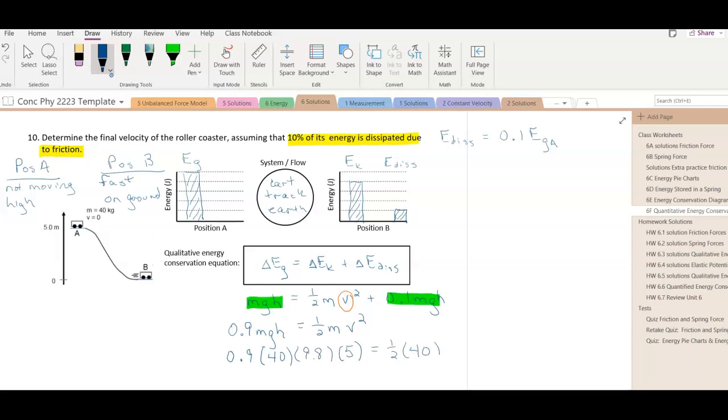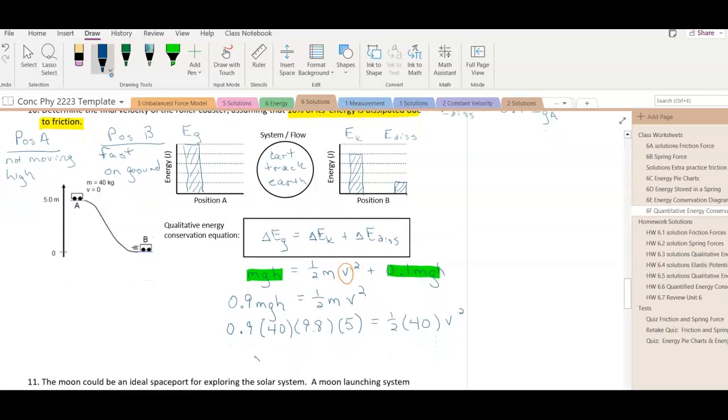Here is the mass again, and v squared. So I just need to solve for the v. Remember to take the square root as you solve for it. So 0.9 times 40 times 9.8 times 5, and then I'm dividing by 1/2, I'm dividing by 40, and then I'm going to take the square root. So the velocity is 9.391 meters per second.